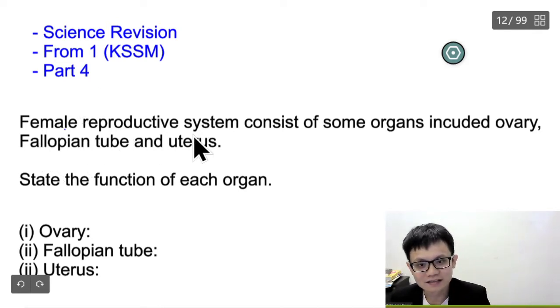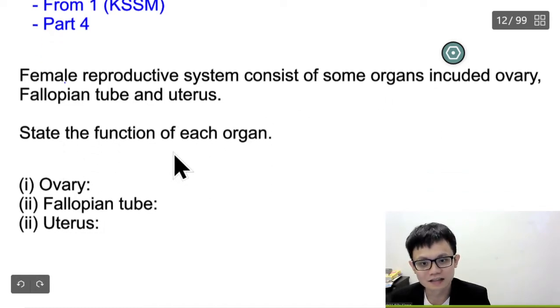Let us read this question. The female reproductive system consists of some organs, including the ovary, fallopian tube, and uterus. State the function of each organ. So what is the function of the ovary, fallopian tube, and uterus?